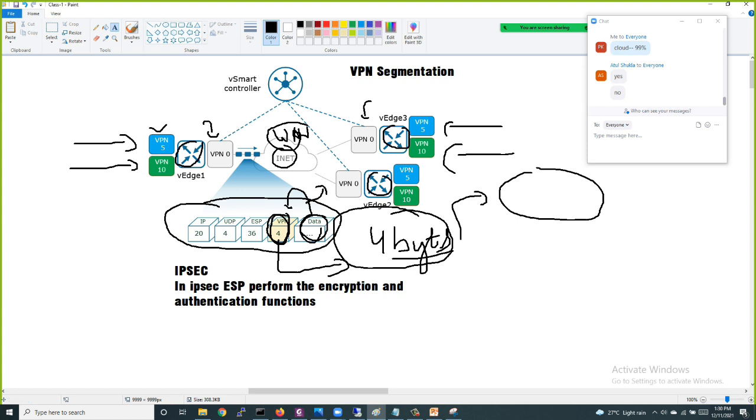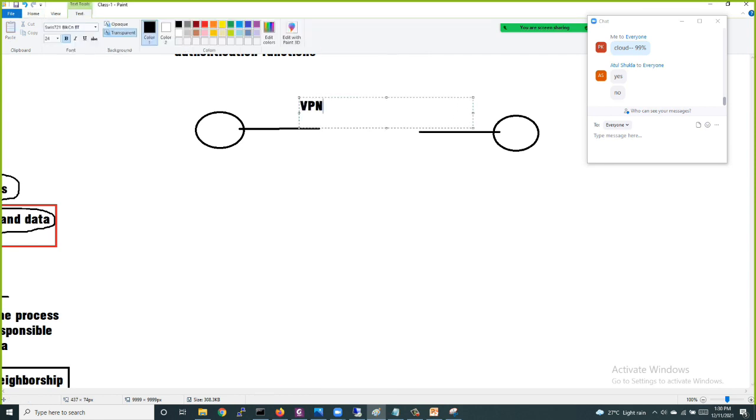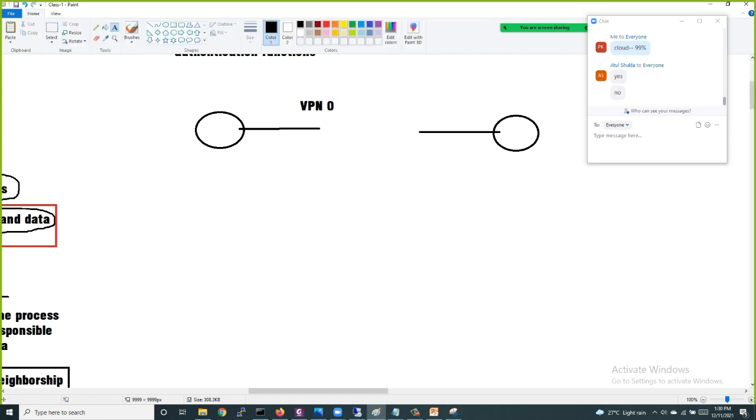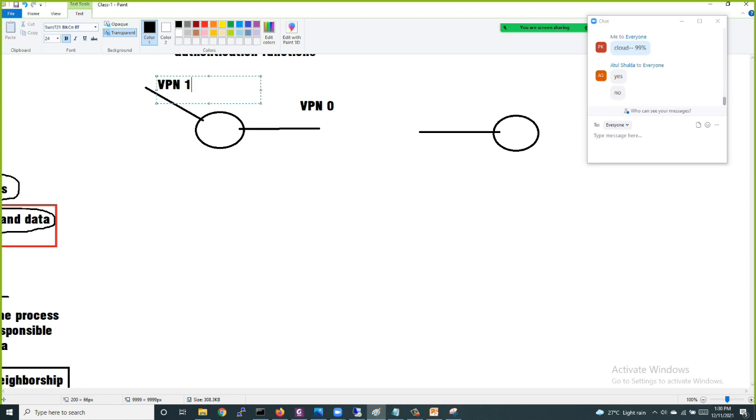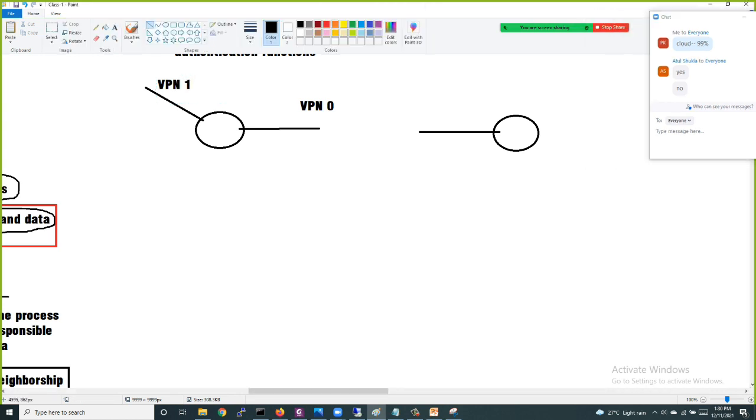Now guys, you know what is the beauty of this SD-WAN solution? Now look here. Let's say this is your WAN VH1, this is your VH2, right? And I already told you the WAN interfaces will be members of which VPN? VPN 0, right? Now here you have VPN 1 also. So what is VPN 1? VPN 1 will be the service side VPN. This is also VPN 1. VPN 1 will be the service side VPN.